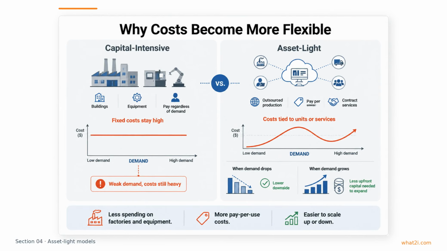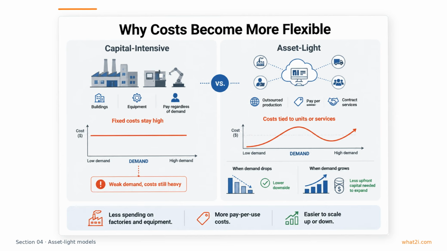One reason investors like asset-light models is that they can make costs more flexible. Instead of carrying large fixed expenses for factories, equipment, or owned logistics networks, the company pays more of its costs in proportion to activity. That can reduce downside risk when demand weakens because the business is less stuck with heavy capacity costs that do not go away. It can also make expansion easier since growth may require contracts and variable service payments rather than large upfront capital spending. This does not mean costs disappear. It means the cost structure often becomes more adaptable to changes in volume.